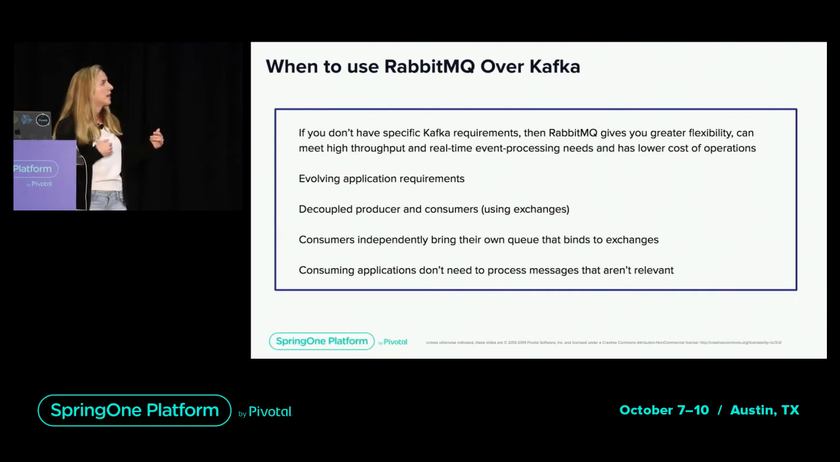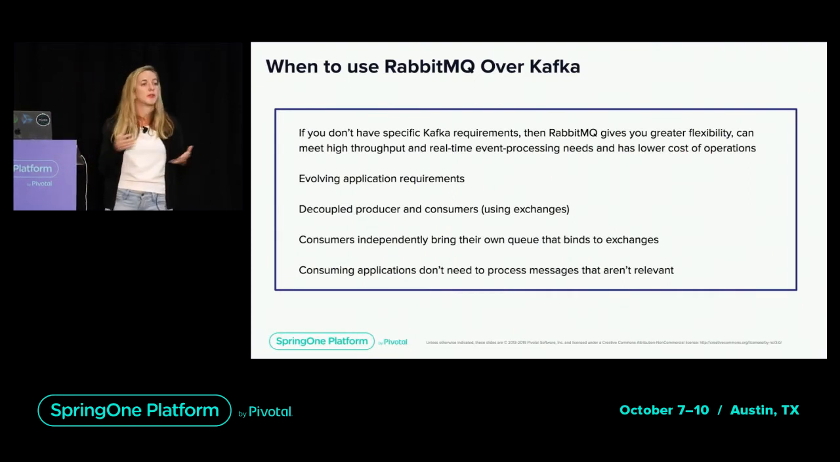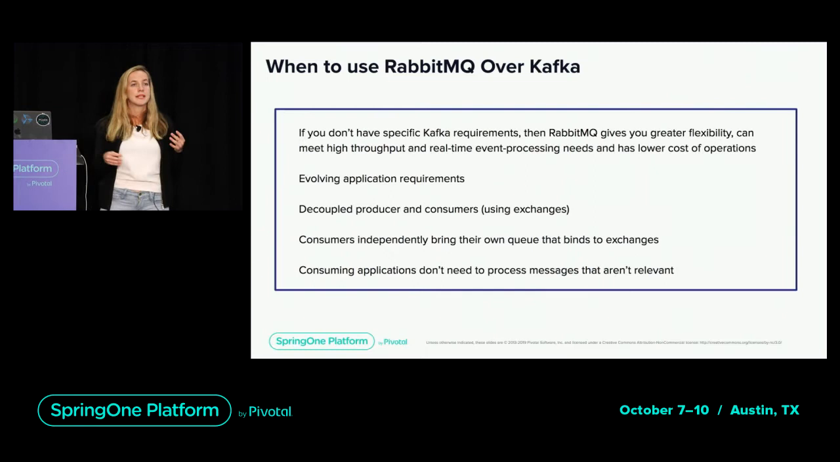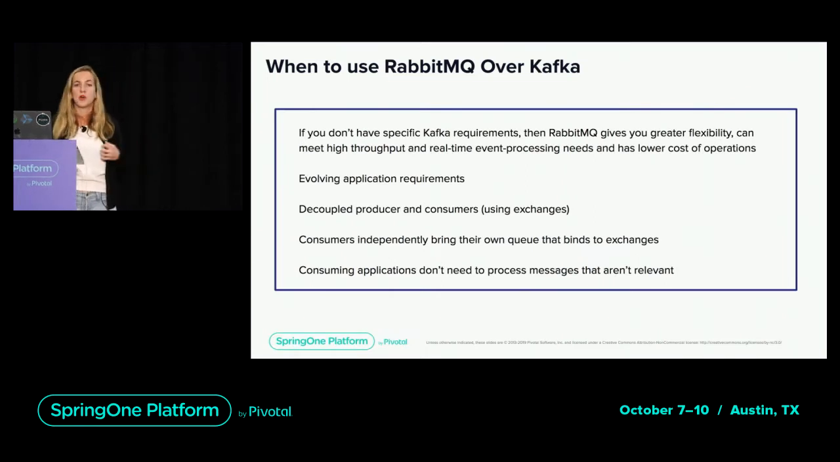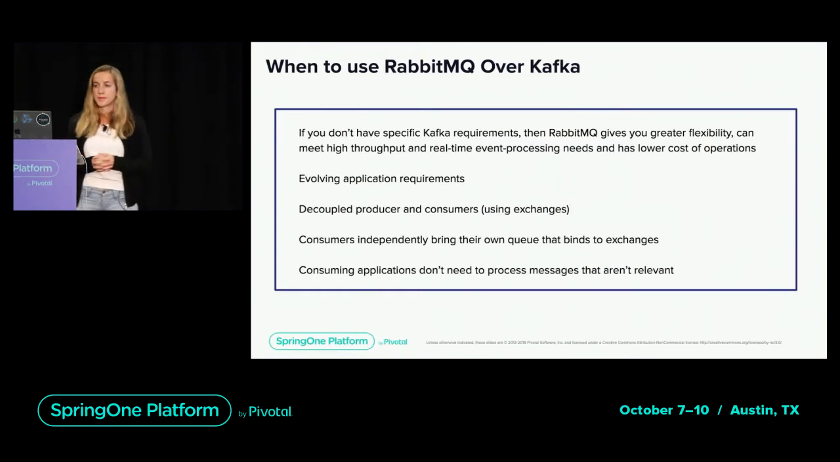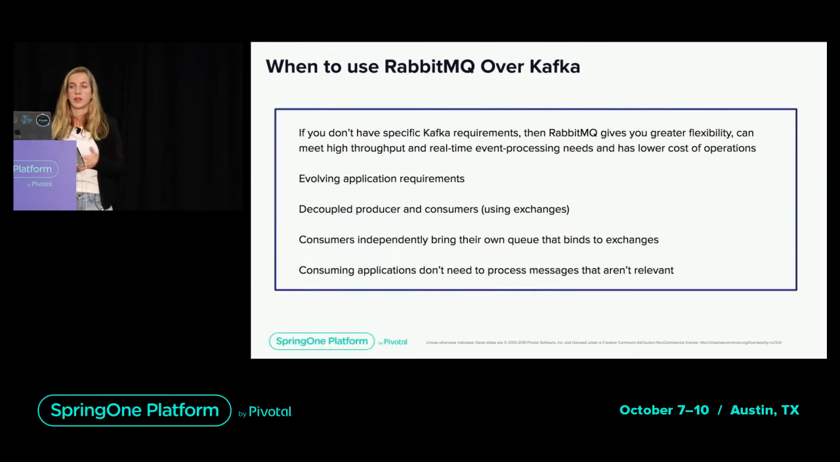Another key differentiator is the decoupled producers and consumers with Rabbit. Producers publish to an exchange, consumers declare queues, and then consume from those queues. That means the producers and consumers don't need to know about each other, which lets your teams iterate quickly and independently. Each consumer brings its own queue, so consumers don't need to worry about other consumers. Again, really good agility there.